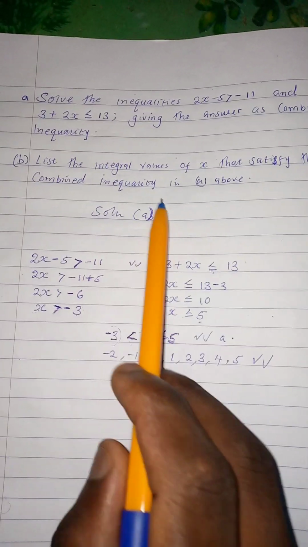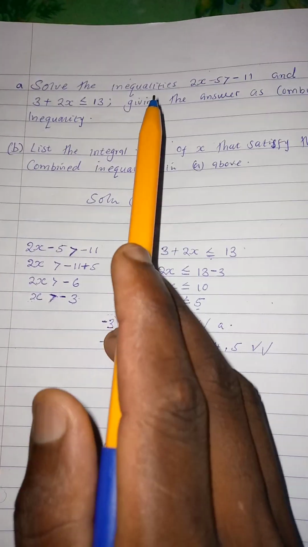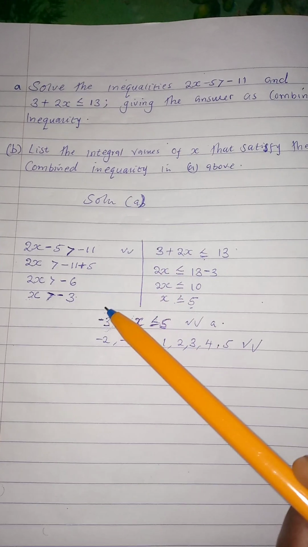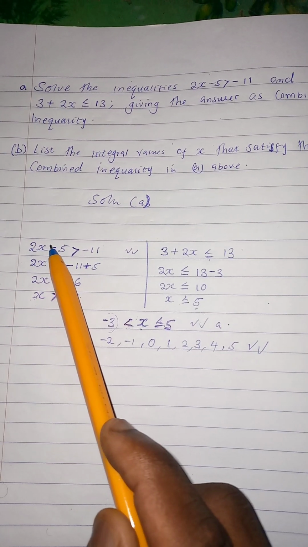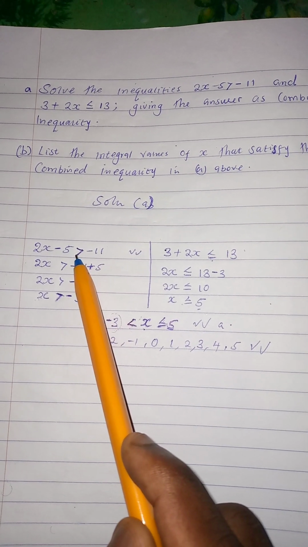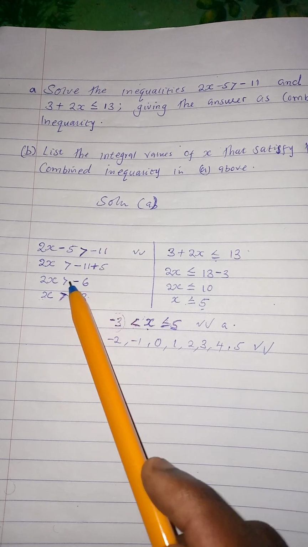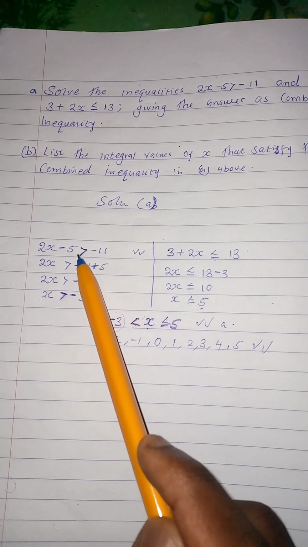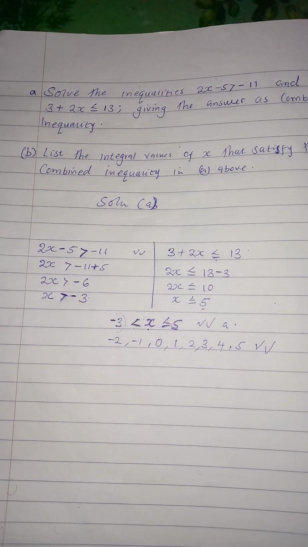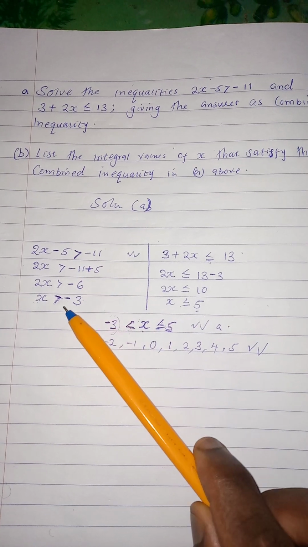So starting with part A, we solve the inequalities separately. So this is what I've done. The first inequality is 2x minus 5 is greater than negative 11. We treat this sign as an equal sign, but in our working we show it the way it is.